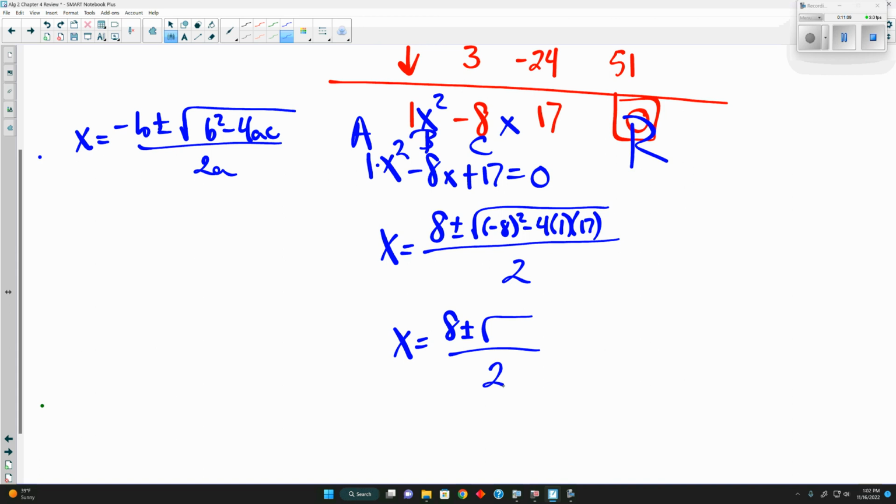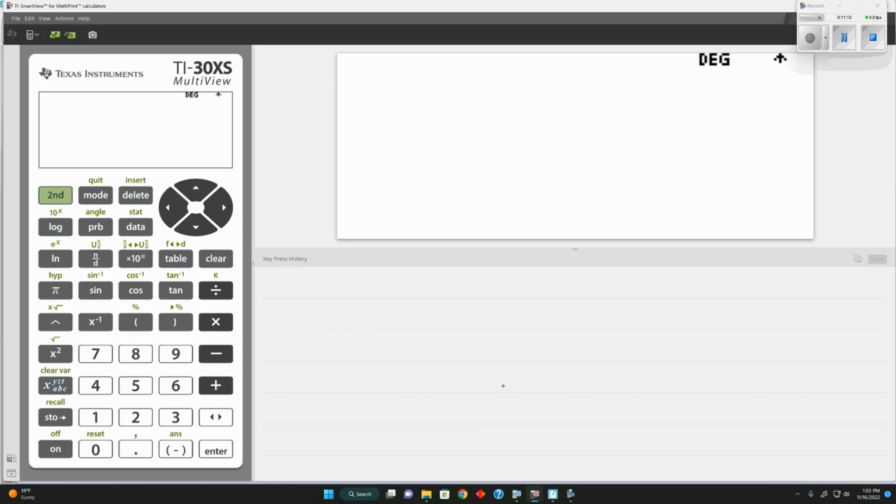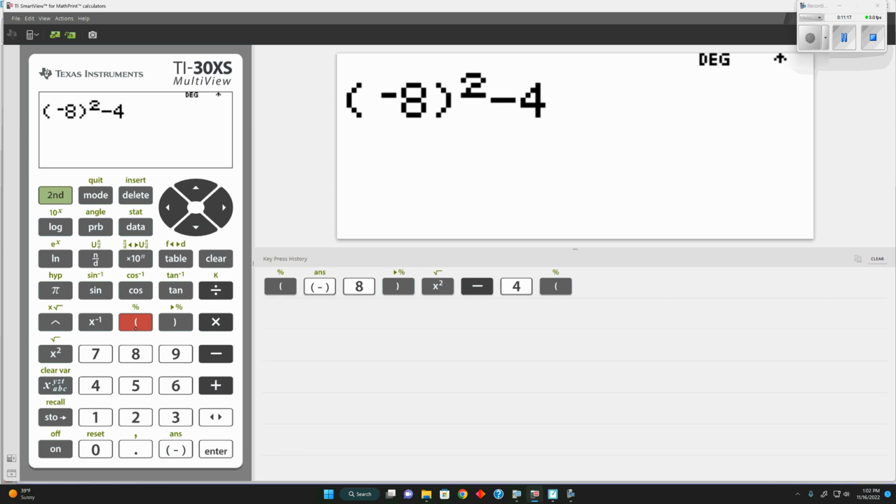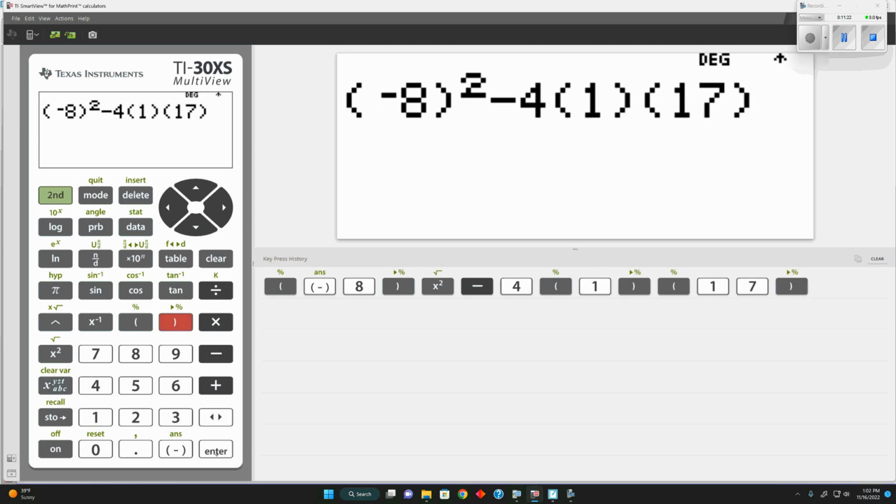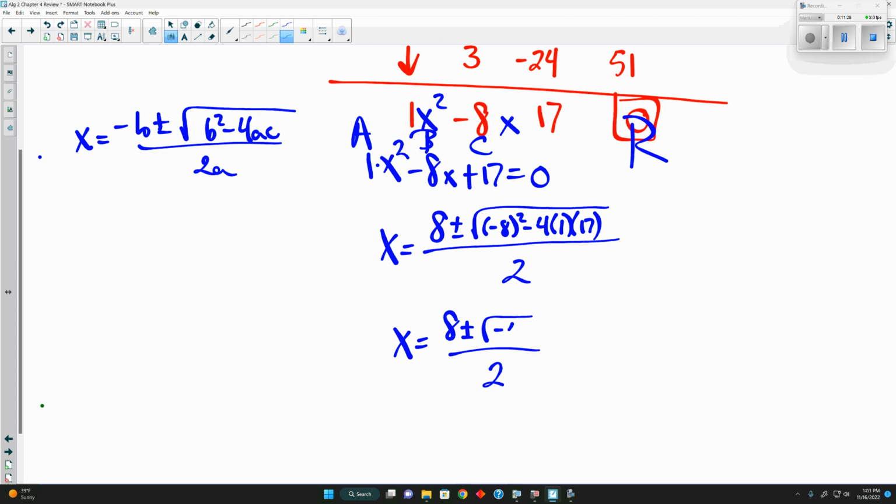Now we can type everything inside the radical into the calculator. Doesn't matter which one we use. We can say negative 8 squared minus 4 times 1 times 17, which gives us negative 4. So what goes inside the radical is negative 4.